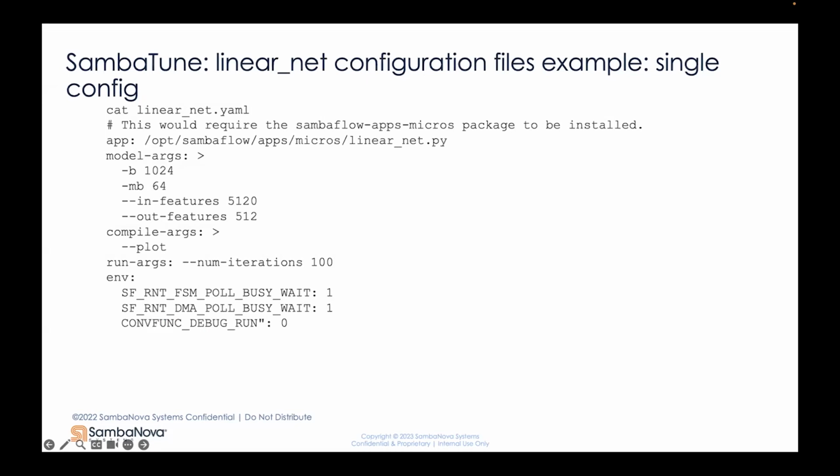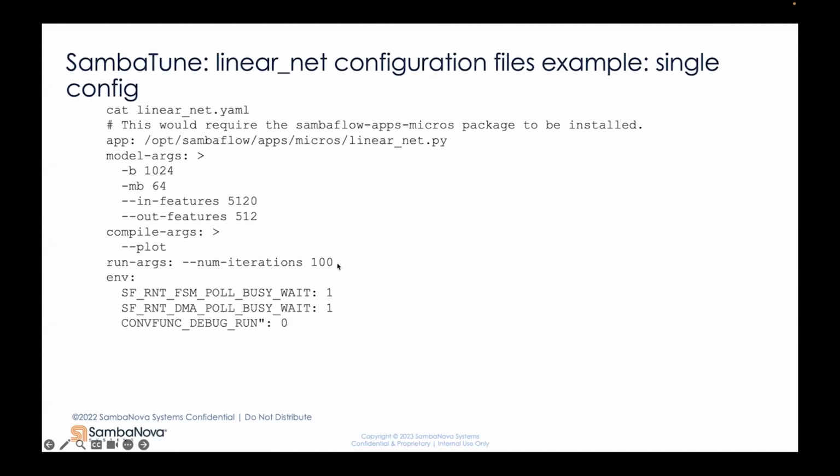Obviously, the main ones here are your app, your model args, your compile args, and your run args. Pretty self-explanatory. We have our batch, our mini batch, and in and out features for this linear net model. For the number of iterations, more often than not we're just going to run it for 100 iterations. Once again, if one iteration of your model takes 5 days, we don't expect you to run it 100 iterations. Obviously use your discretion there.